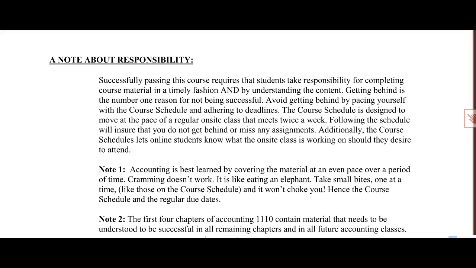So, a quick note about responsibility. Please listen to this, if nothing else. Successfully passing this course requires you take responsibility for completing the course material in a timely fashion and that you understand the content. Getting behind is the number one reason for not being successful, so avoid getting behind by pacing yourself using our wonderful course schedule by adhering to the deadlines.